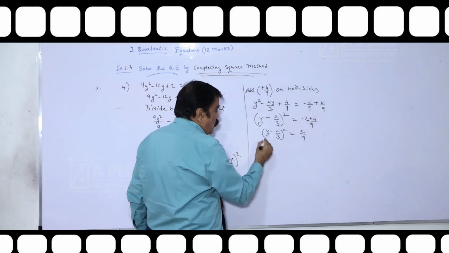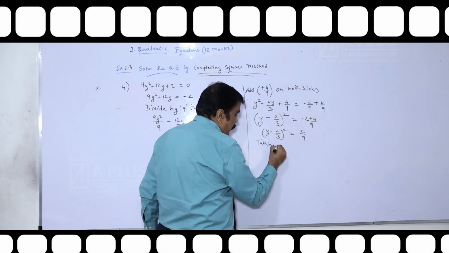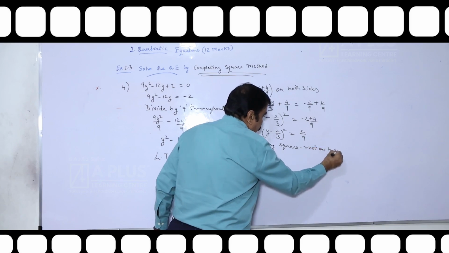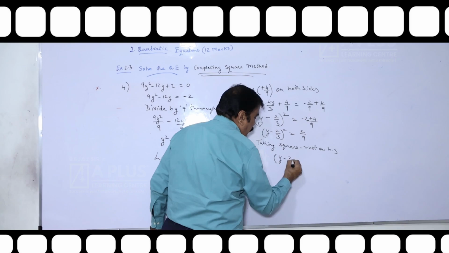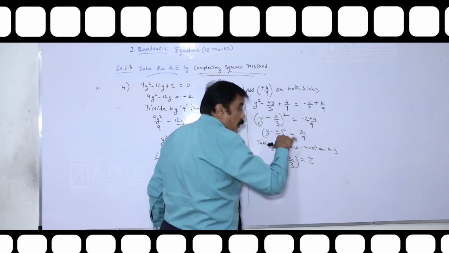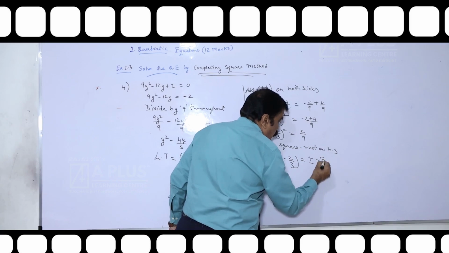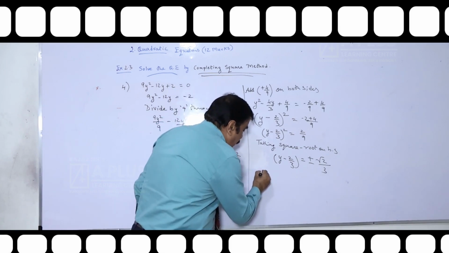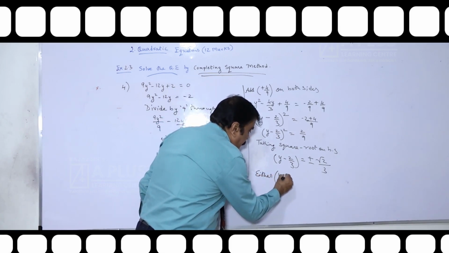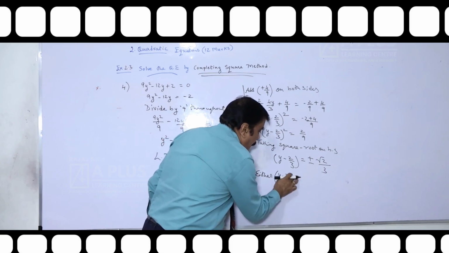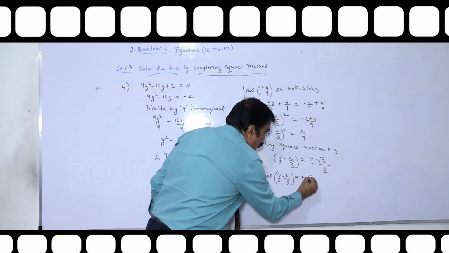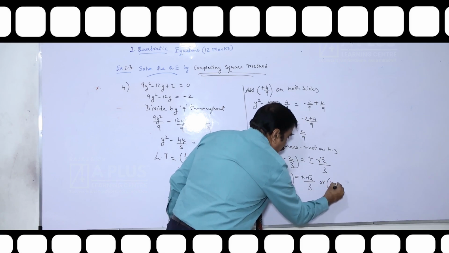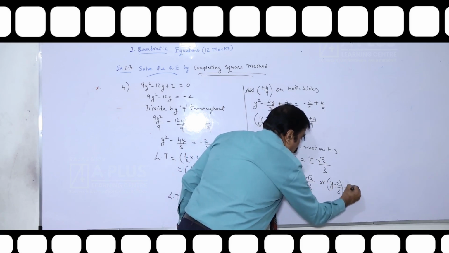Okay. Now what do you do? Taking square root on both the sides. Is that clear? On both sides. So what will you get? Y minus 2 by 3 is equal to plus or minus. Square root of 2 will give me root 2. And square root of 9 will give me 3. And then you have to take either y minus 2 by 3 is equal to plus root 2 by 3, or y minus 2 by 3 is equal to minus root 2 by 3.